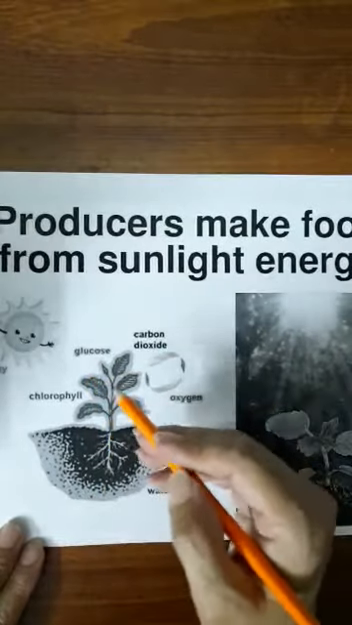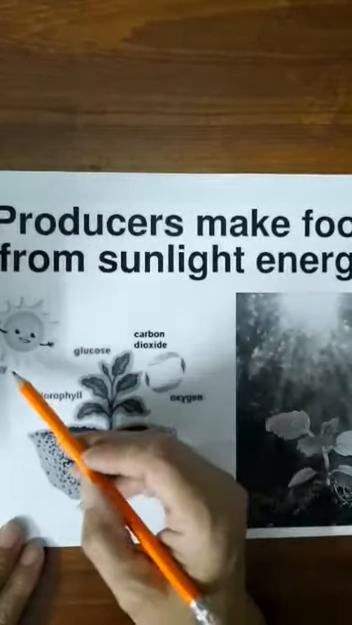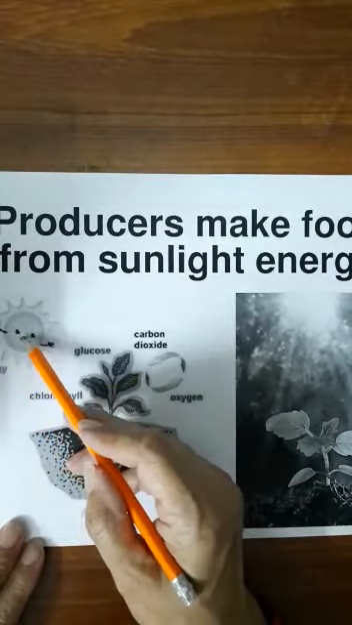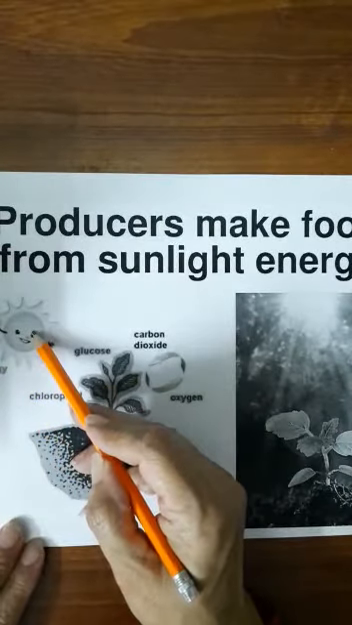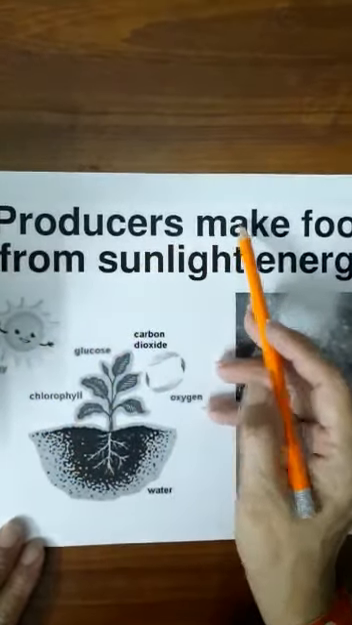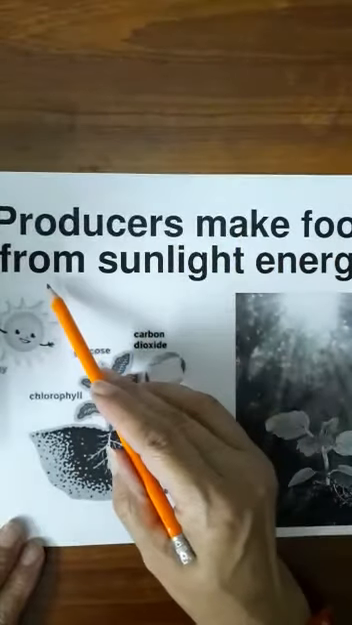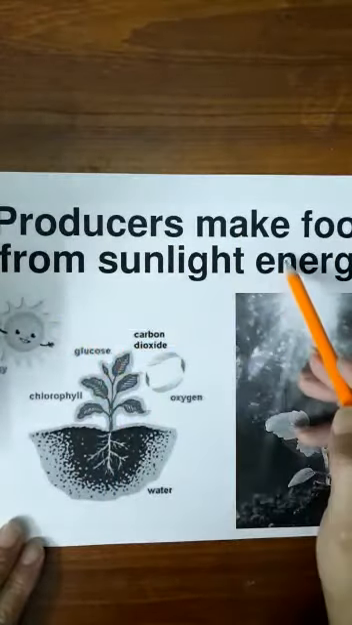How do they make this food? All because of energy that is provided by the sun. So plants are producers because they can make their own food from sunlight energy.